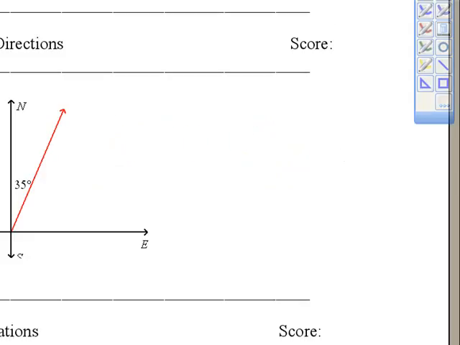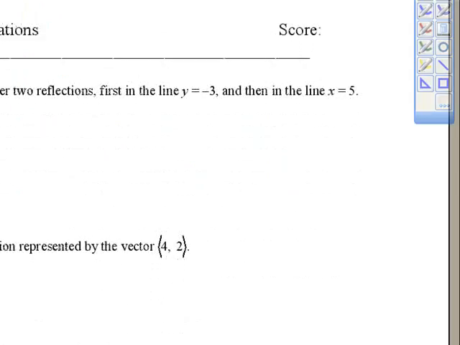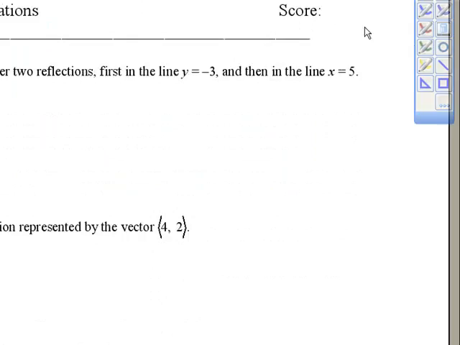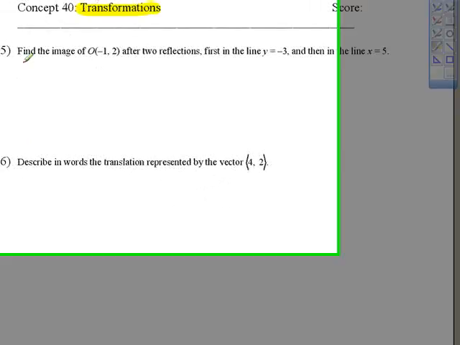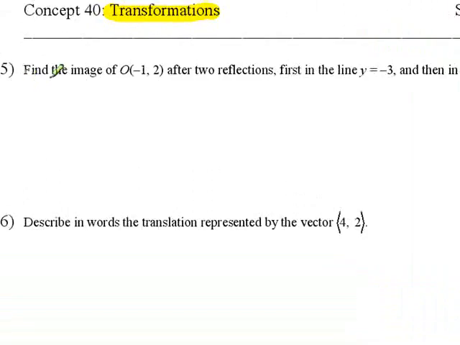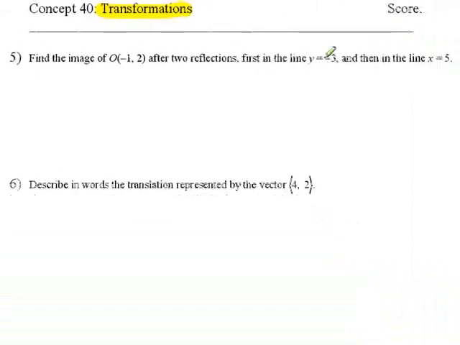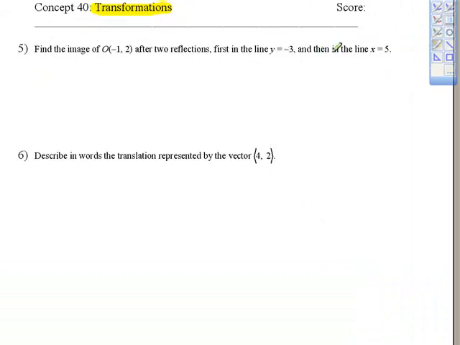Okay, next one was number 5. 5 and 6, transformations. Concept 40. This number 5 took a little bit of effort. We have to find the image of O, which is at negative 1, 2, after 2 reflections, first in the line y equals negative 3, and then in the line x equals 5. So let's sketch where this would be. Negative 1, 2 would go left 1 and up 2. Agreed? Okay, so it's right here.